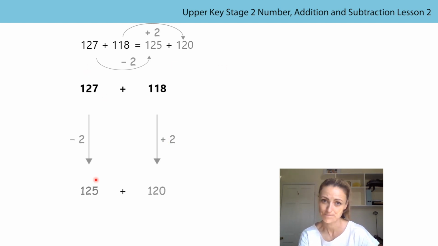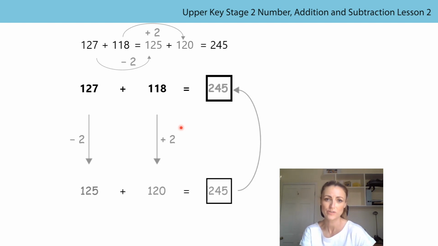So to just finish off here, what has remained the same throughout all of this? That's right, it's the sum. We have conserved the sum of 245. And again, why can we record the 245 here with an equal sign? That's it. It's because equals means is equivalent to, has the same value as. So we know 127 add 118 has the same value as, is equal to 125 add 120, which is equal to 245. Great work.